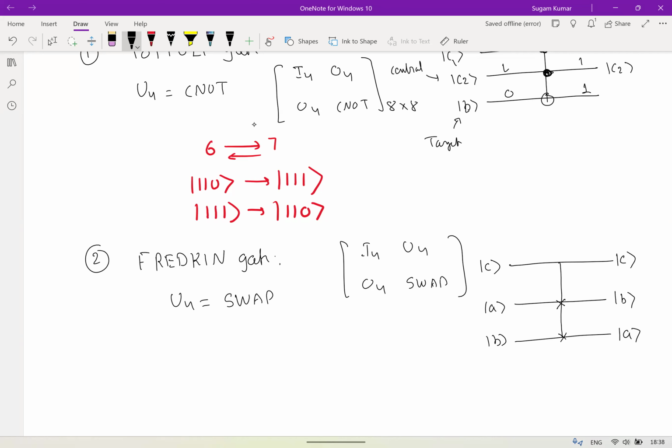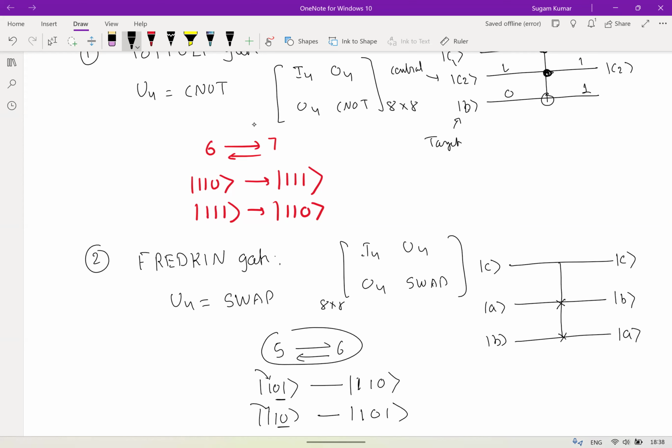And again, this is an 8 cross 8 matrix. If you look carefully, here 5 is going to become 6 and 6 is going to become 5. For example, let us say 1, 0, 1. This is the 5. Look at the control bit, it is 1, so these two bits are going to exchange, giving 1, 1, 0. And if you have 1, 1, 0, again you look at the control bit. That control bit is going to cause the target bits to be exchanged, so it becomes 1, 0, 1. So 5 and 6 are going to be exchanged.